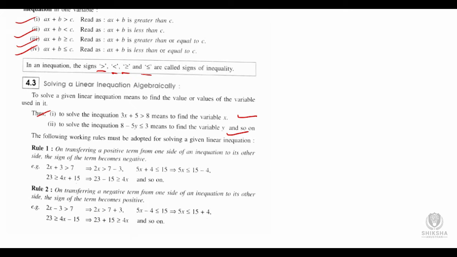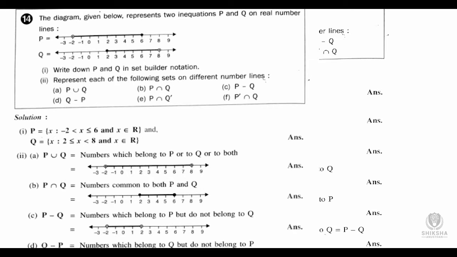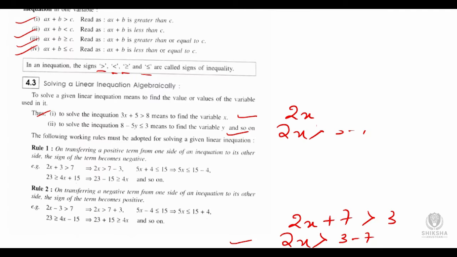On transferring a positive term from one side of the inequation to the other side, the sign of the term becomes negative. Example, if we write 2x plus 7 greater than 3, it becomes 2x greater than 3 minus 7. 7 here becomes negative. Got it?